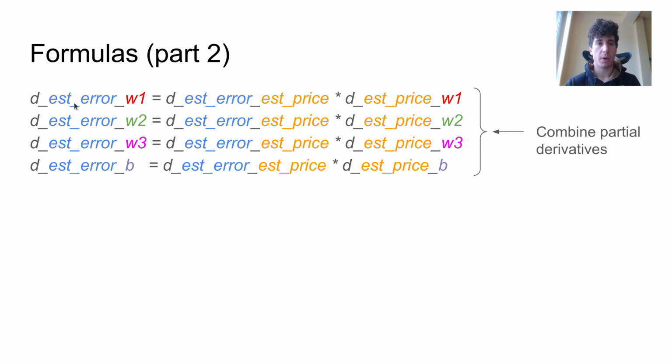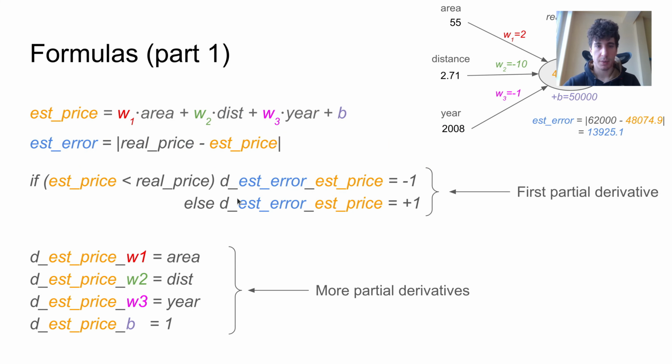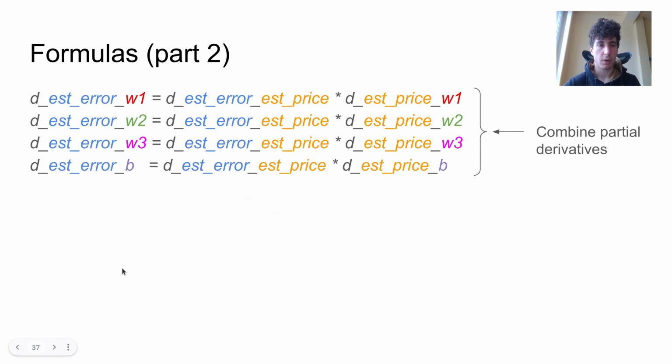Now, you can combine the two derivatives above. So the derivative of the estimation error with respect to W1 is the product of the two. The estimation error with respect to W2 is error to price, then price to W2, and so on.